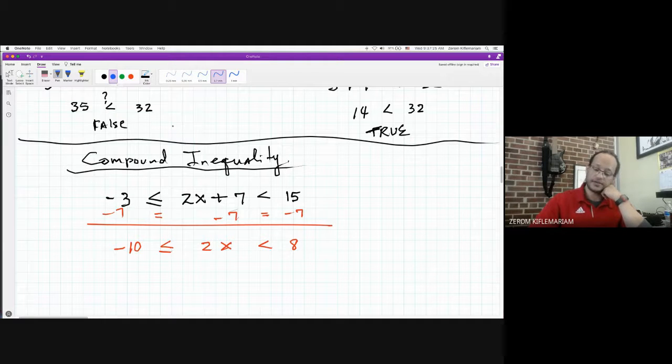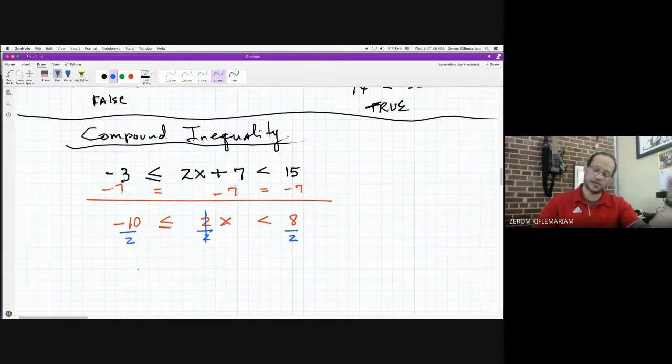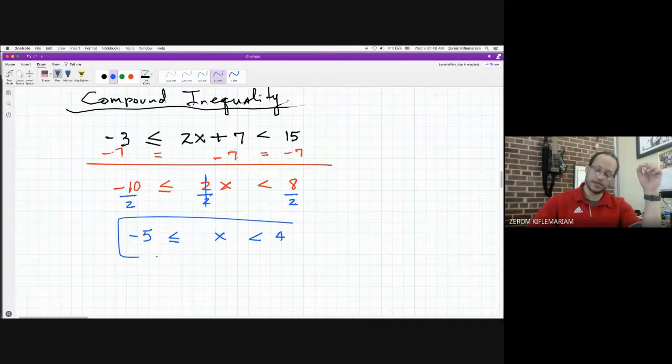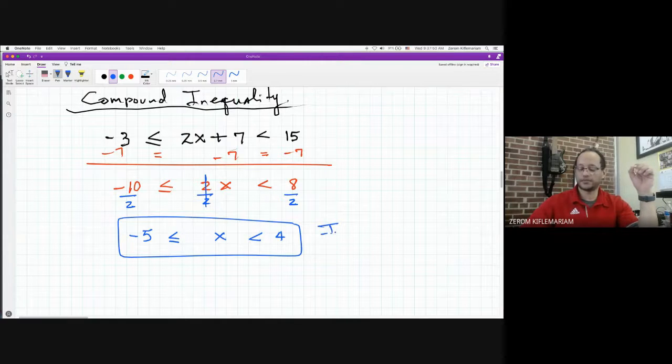Then I have divided by 2, divided by 2, divided by 2. So everything I do to one side, I have to do to the other side. So the middle cancels. Negative 10 divided by 2 becomes negative 5 less than or equal to x, less than 8 divided by 2 becomes 4. So this would be my answer in inequality form.